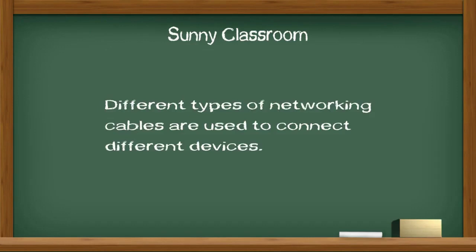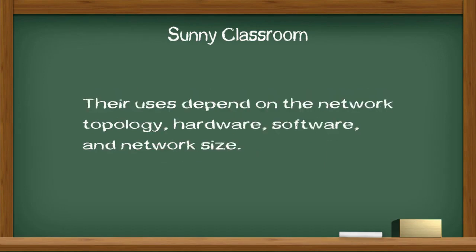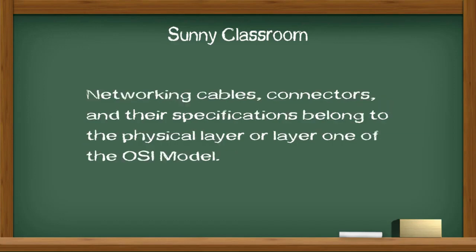Welcome back. Different types of networking cables are used to connect different devices. In networking, the most common cables include coaxial cable, twisted pair, optical fiber, and parallel or serial cables. Their usage depends on the networking topology, hardware, software, and network size. Networking cables, connectors, and their specifications belong to the physical layer, or layer 1, of the OSI model.